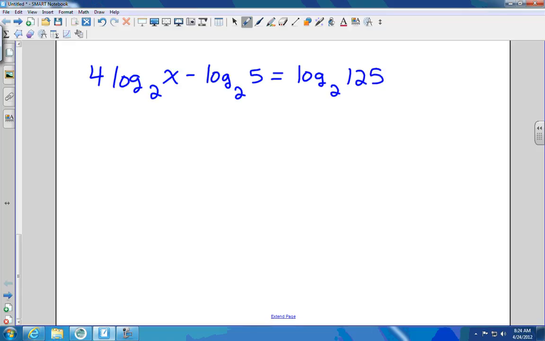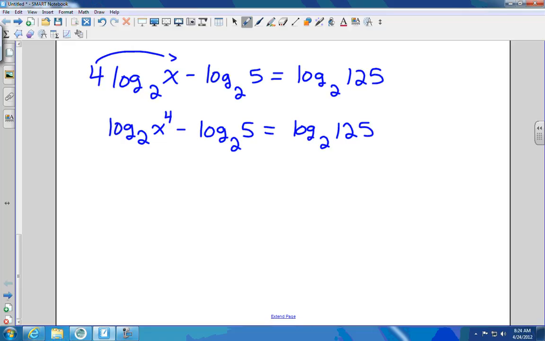So what do we do first on the last one? Put the exponent up. So we have now log base 2 of x to the fourth minus log base 2 of 5 equals log base 2 of 125.